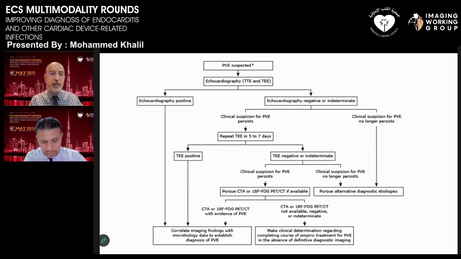This diagram illustrates our approach for these kinds of patients when we suspect prosthetic valve endocarditis. We usually get transthoracic followed by TEE most of the time. And if we don't see anything and our suspicion is still high, even with the negative TEE, it's recommended to repeat a transesophageal echocardiogram in 5 to 7 days. If it is negative and our suspicion is still there, then we have to go for different diagnostic modalities like CT or FDG studies.